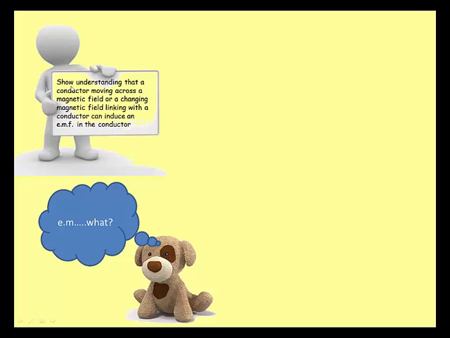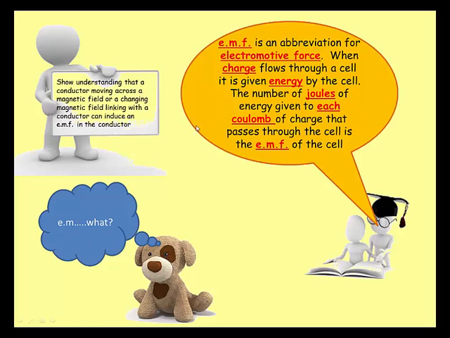Now, a lot of the stuff on this, as I said, is a little bit overwhelming. So look at the first bit here. Show understanding the conductor moving across a magnetic field or a changing magnetic field linking with a conductor can induce an EMF in the conductor. Now, as my friend the dog here is, like most of us, saying, what? What's an EMF? Well, EMF is an abbreviation of what we call electromotive force.